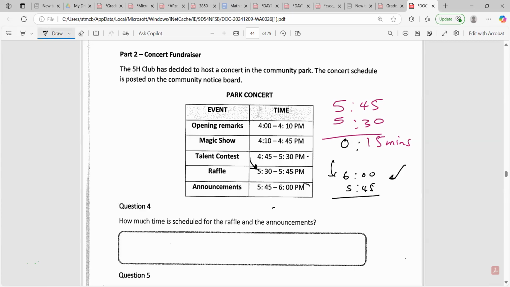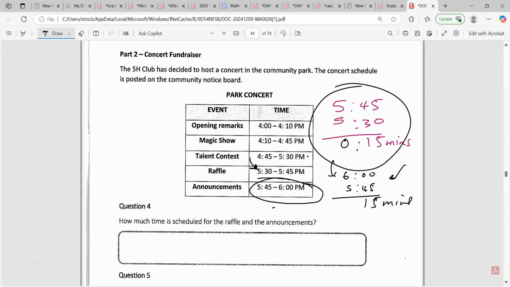Okay, so you're saying from 5:30 to 5:45 is 15 minutes. I think Gabriel had pointed that out already. But you're saying from 5:45 to 6 o'clock is also 15 minutes? Yes, sir. And in all, I add 15 plus 15, sir, I get 30, sir. Okay. So the answer would be 30 minutes. Yeah, I think that's what they want, guys.